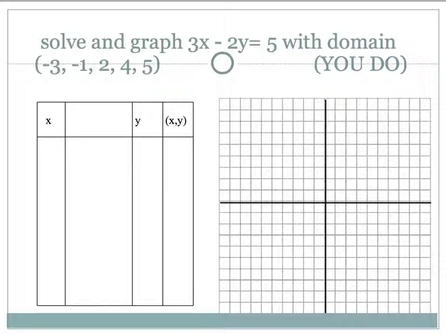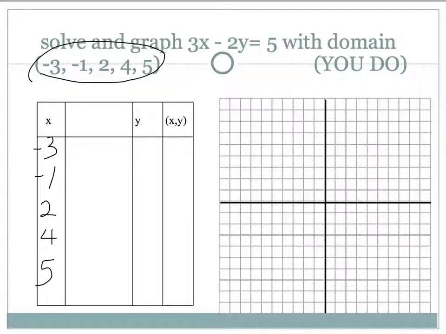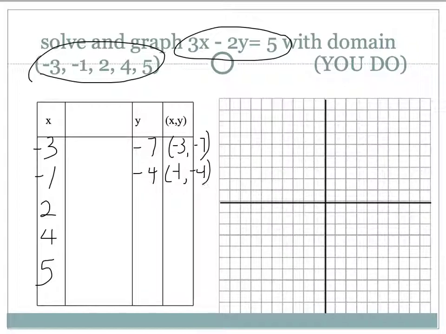Okay, I'd like you guys to take a minute and try this one, and then check to see what your answers are. So you should have plugged in the domains for the x values, negative 3, negative 1, 2, 4, and 5. When you plugged in negative 3 into the equation up here, you should have gotten negative 7 for y, which would make negative 3, negative 7. When you plug in negative 1, out comes negative 4. So negative 1, negative 4.